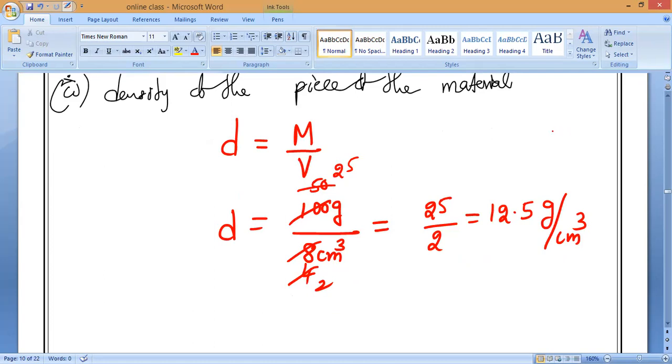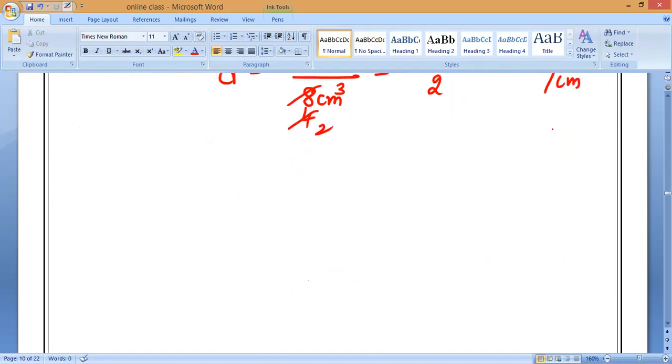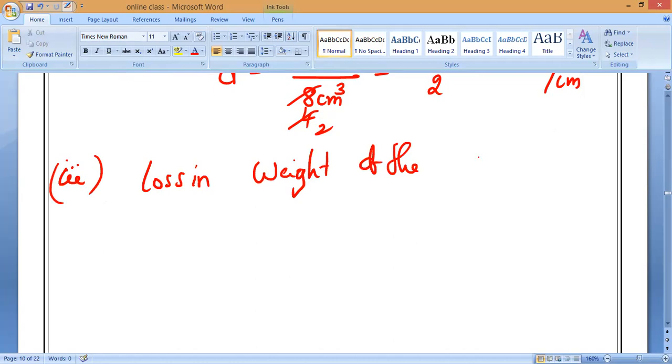Yes, sir. Next, Roman number 3: loss in weight of the piece of material. As we know, if the object is immersed in a liquid, weight will be lost or not? Yes or no? Yes, sir. So we have to find how much it is now. So write: loss in weight of the piece of material. Now loss in weight is equal to something. Can you tell me what that is, Mitakshree?